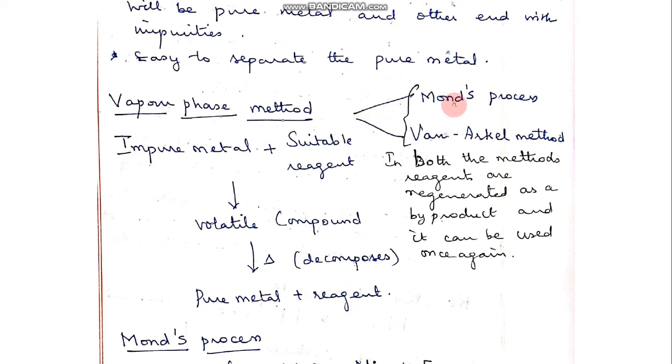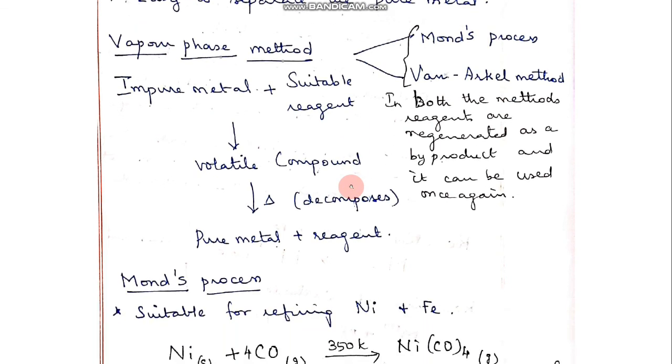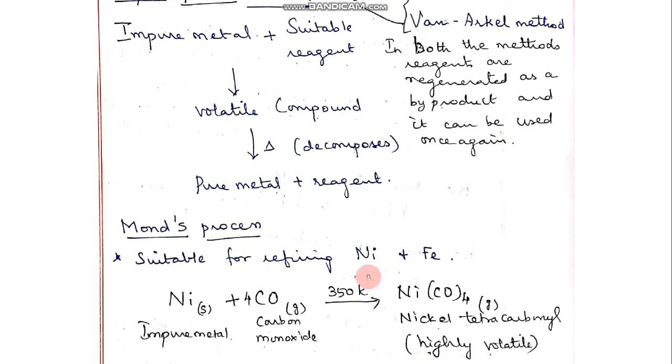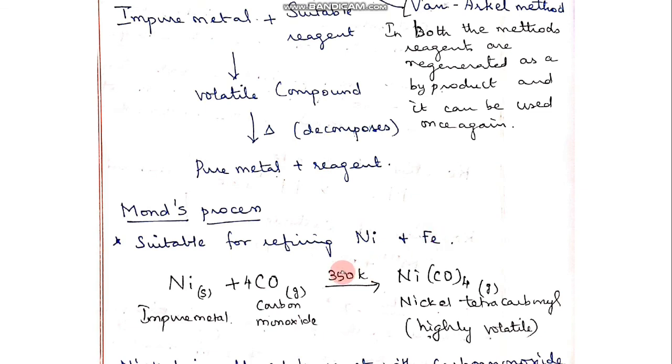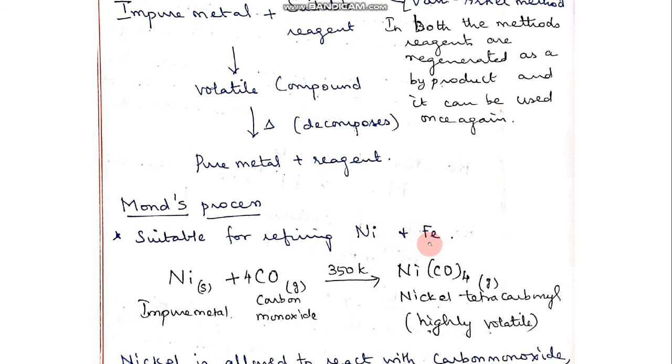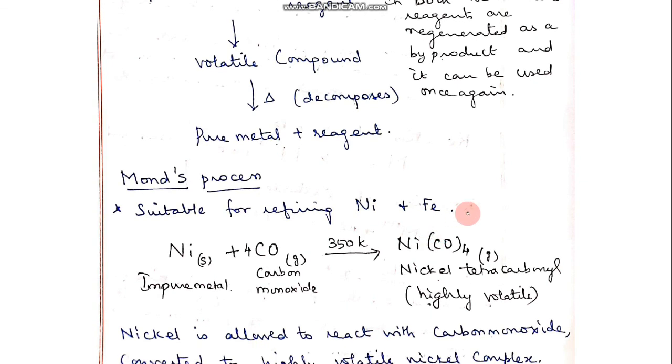There are two main processes here in the vapor phase method. One is the Mond process, another one is the van Arkel method. They are very specific ones. The Mond process is used for refining nickel and iron, where they can be converted into metal carbonyls, and the metal carbonyl decomposes to form the pure metal.